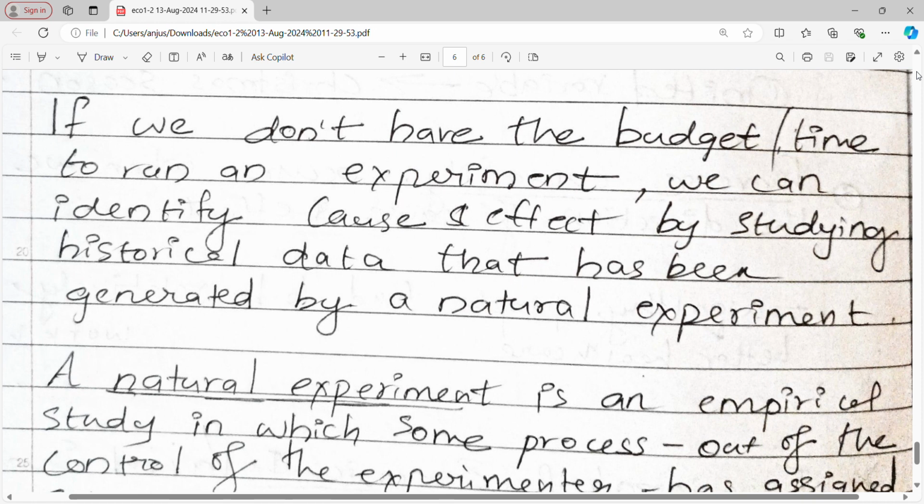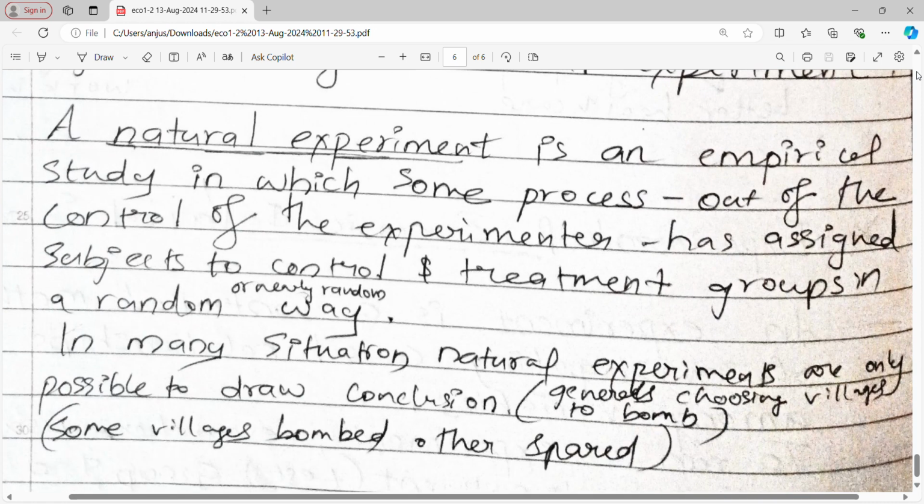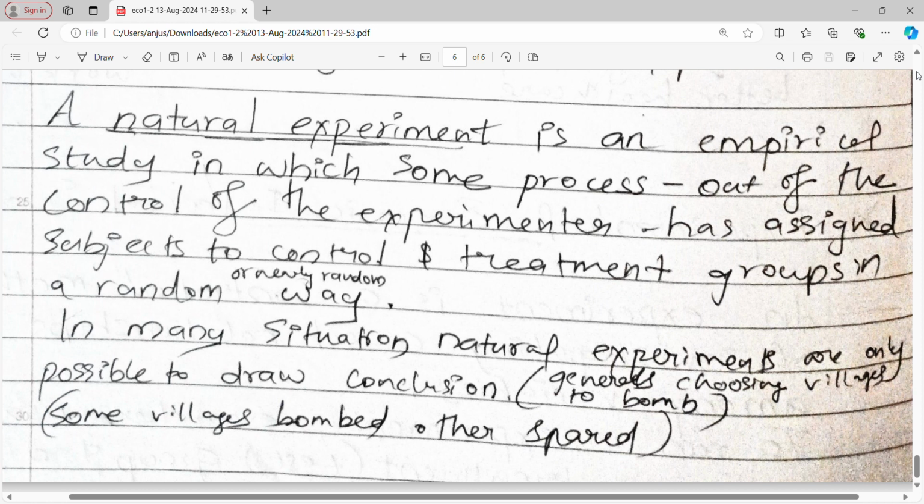we can identify cause and effect by studying historical data that has been generated by a natural experiment. A natural experiment is an empirical study in which some process out of the control of the experimenter has assigned subjects to control and treatment groups in a random or nearly random way. In many situations, natural experiments are the only way to draw conclusions. For example, how the general chooses villages to bomb. He cannot choose a particular village like, we will bomb here only. No, he cannot. It will be randomly bombed.